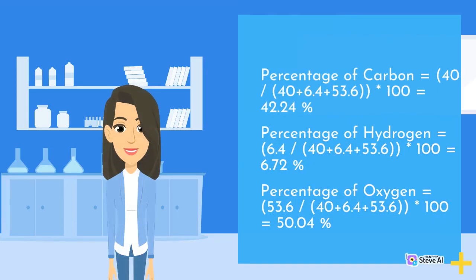percentage of carbon equals 40 ÷ (40 plus 6.4 plus 53.6) × 100 equals 42.24%. Percentage of hydrogen equals 6.4 ÷ (40 plus 6.4 plus 53.6) × 100 equals 6.72%. Percentage of oxygen equals 53.6 ÷ (40 plus 6.4 plus 53.6) × 100 equals 50.